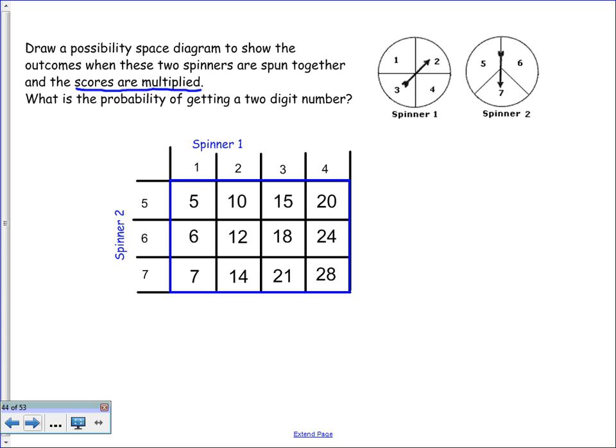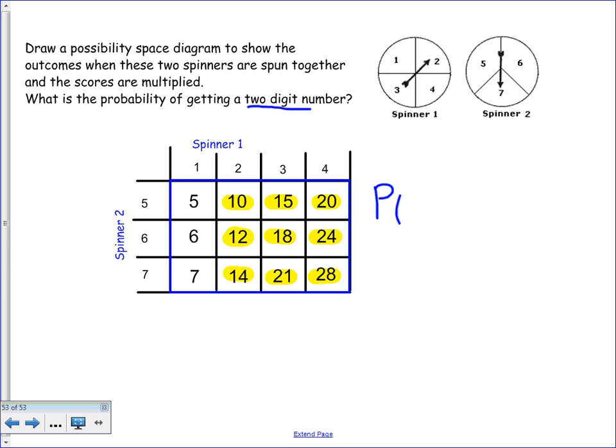Multiply the scores. Now, answering the question, what is the probability of getting a 2-digit number? Circle all the 2-digit numbers in our possibility space diagram and write the answer down.